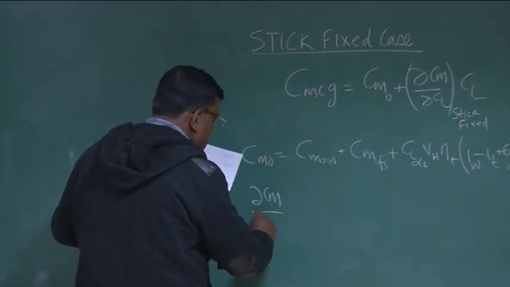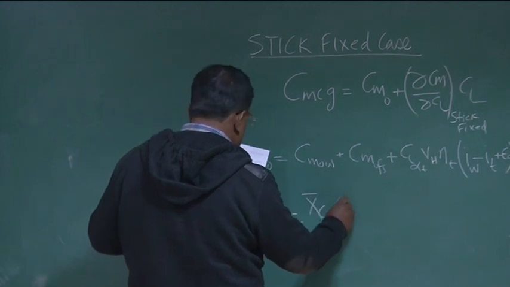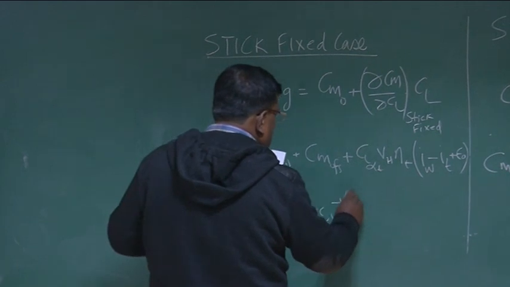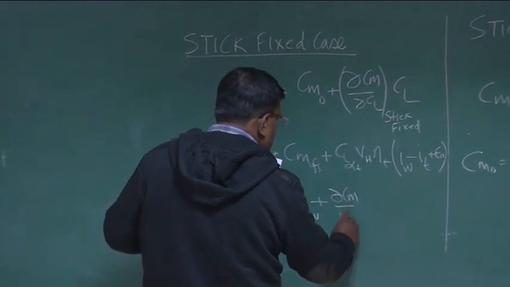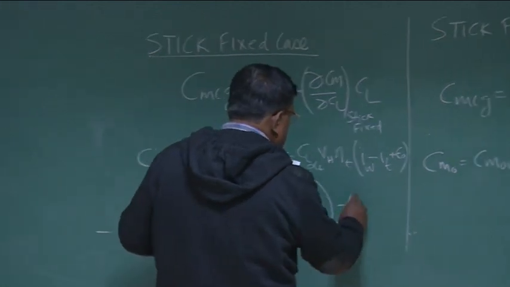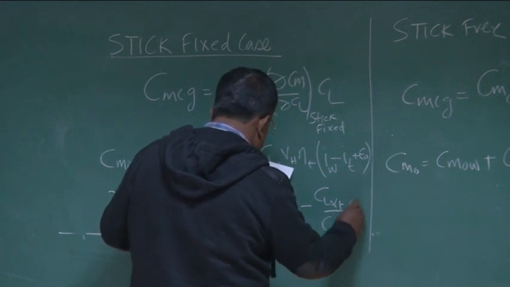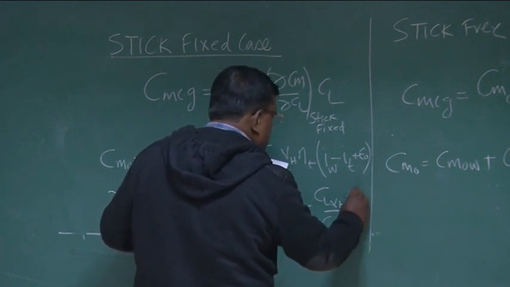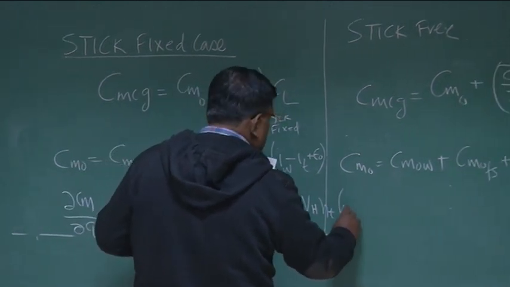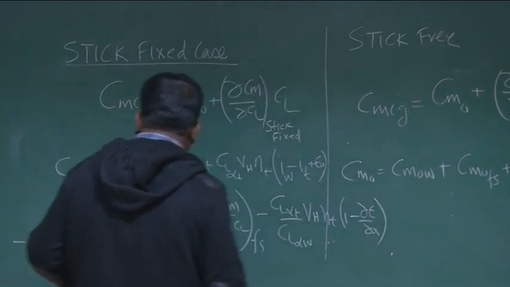dCm/dCL for the stick fixed case was XCG bar minus XAC wing. We have all developed this, plus dCm/dCL fuselage, minus CL alpha tail by CL alpha wing into VH into eta T into (1 minus d epsilon by d alpha). This was for the stick fixed case.